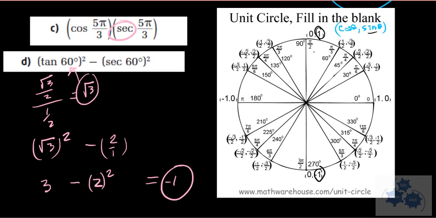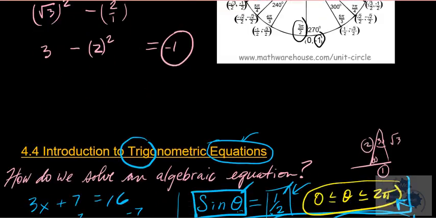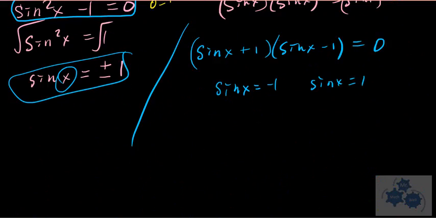So what are our two answers? Pi over 2 and 3 pi over 2. See that? That's how we solve. Look at the unit circle. So pi over 2 and 3 pi over 2. So x equals pi over 2 and 3 pi over 2. Done.